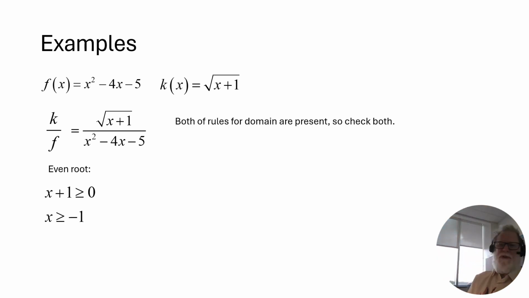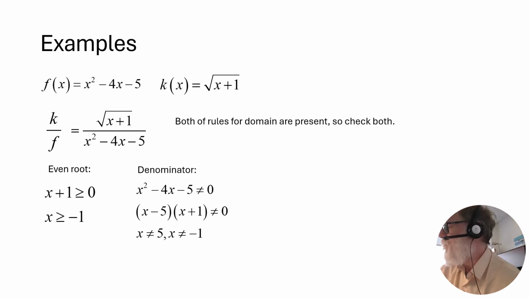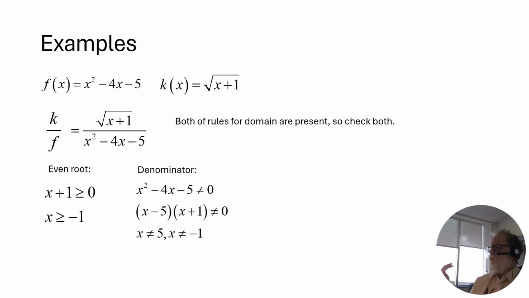We have an even root. We pay attention to the even root. The numerator doesn't matter unless there's an even root. And it's only the inside, just like before. Solve the inside, as you see there. Denominator, quadratic factor, not equal to. You don't divide by 0, so not equal to.